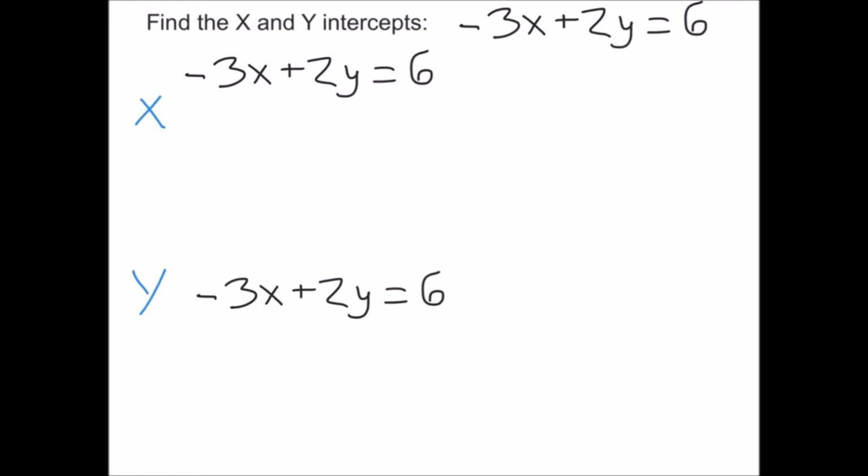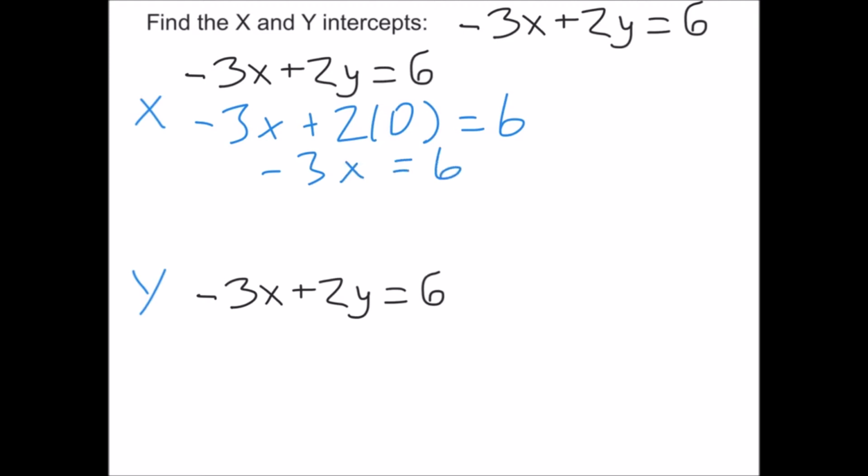Here we're going to find the x and y-intercepts of this equation. To find the x-intercept, we're going to plug in 0 for y and solve for x. So if we plug in a 0 right here for y, 2 times 0 is just 0, so we just get negative 3x equals 6. And then we'll divide both sides by negative 3 to get x equals negative 2. That is our x-intercept. That's the place where the graph crosses the x-axis.